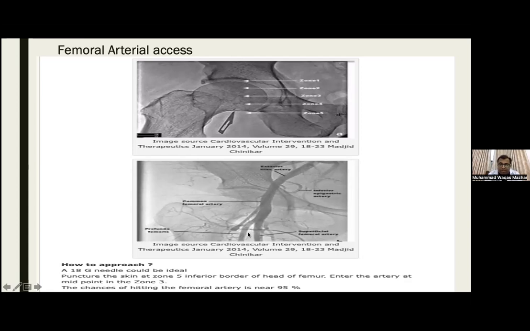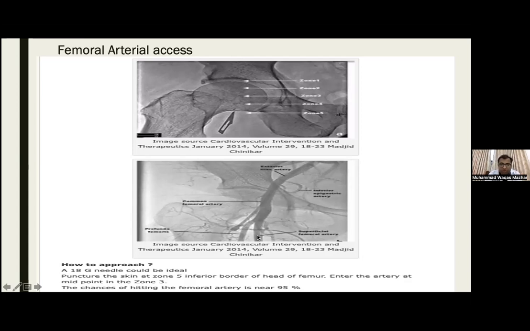Moving forward, these are the main branches. This is the 2 to 3 centimeter portion, which is the common femoral artery, and above it is the external iliac artery. Before the external iliac artery, there is the inferior epigastric artery. These are the two bifurcation points: the profunda femoris and the superficial femoral artery.